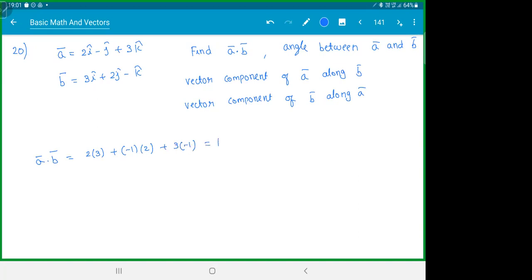Yeah. So this is 3 into minus 1. So this is 1. So A dot B will be mod A, mod B, cos theta. So A dot B is 1. Mod A will be root over 2 square, 1 square, 3 square. Mod B will be 3 square, 2 square, 1 square, and that's cos theta. So cos theta will be 1 by 14. That's your cos theta.